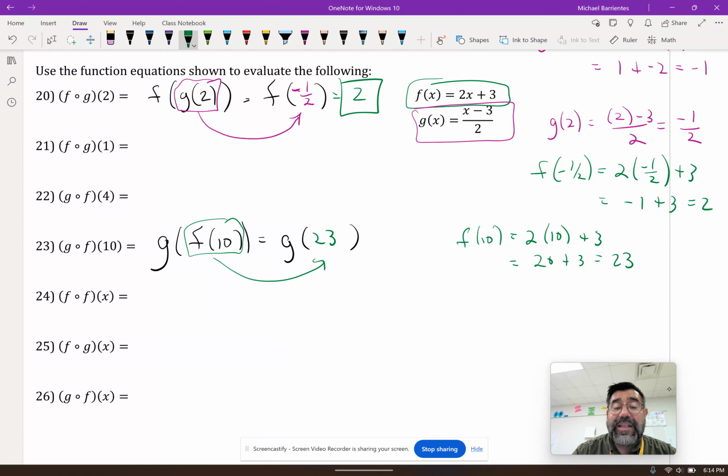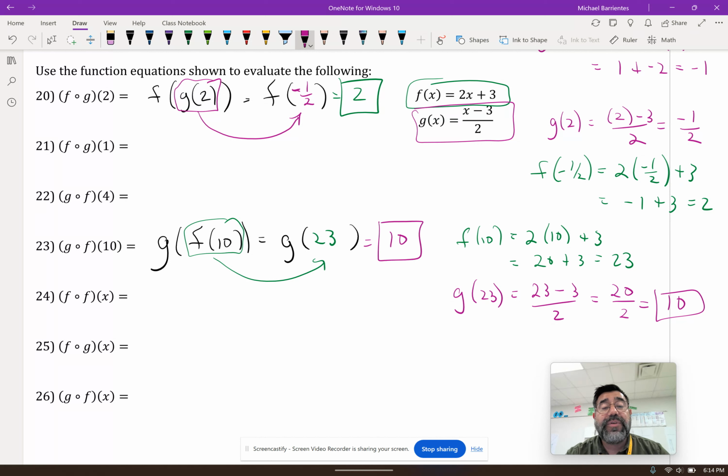But we then need to evaluate g of 23. Well, according to the g function, g of 23 is your x input, x value, minus 3 divided by 2. 23 minus 3 is 20, and 20 divided by 2 is 10, and that would be the answer to number 23.